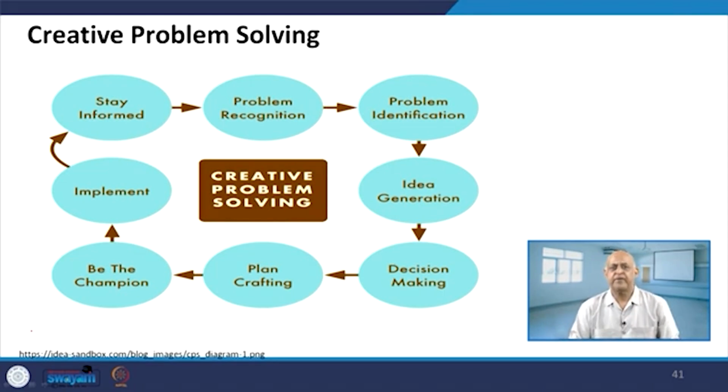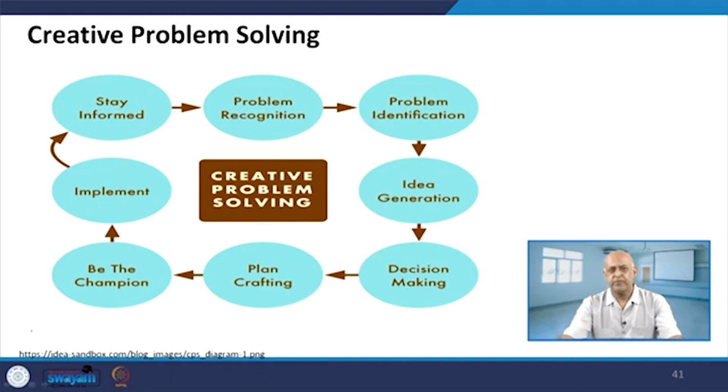Now, in the previous sessions we have talked about idea generation and creativity, that is how you can enhance creativity and generate as many ideas as possible. So, that is about brainstorming, group discussion, meetings, and the collective wisdom that will be used for decision making, and whatever the decision will be, plan crafting will be done.